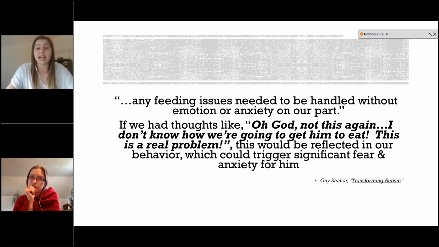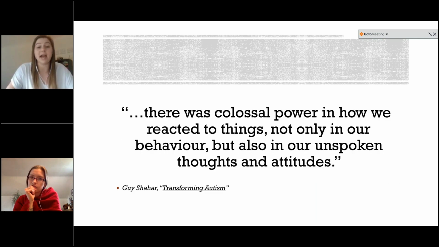And Guy goes on to say that there is colossal power in how we react to things, not only in our behavior, but also in our unspoken thoughts and attitudes. And this is 100% hitting the nail on the head, because even our nonverbal communication is very important to the child. And what we communicate to them in our behavior, in our movements, in our reactions will really have an influence and an impact on what's happening next.